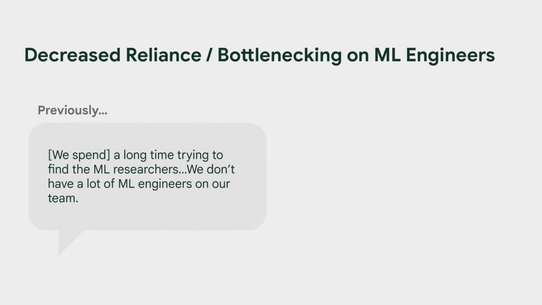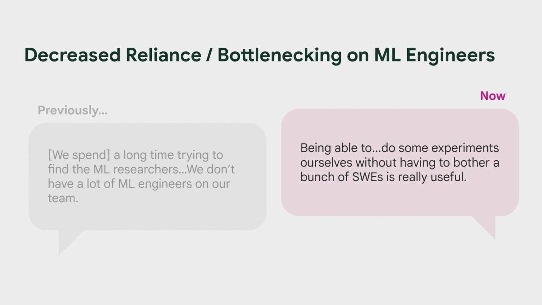We also observed decreased reliance and bottlenecking on machine learning engineers, very much related to what we were just saying. Previously, they said we spend a long time trying to find the machine learning researchers. We don't have a lot of machine learning engineers on our team. So even just finding the experts was a challenge. Now, with prompting, they are able to do some of the experiments themselves without having to bother a bunch of software engineers. So it's really useful. You can start to see it's changing the social dynamics a bit. There is a decreased reliance on others and more of a sense of self-sufficiency and self-reliance.